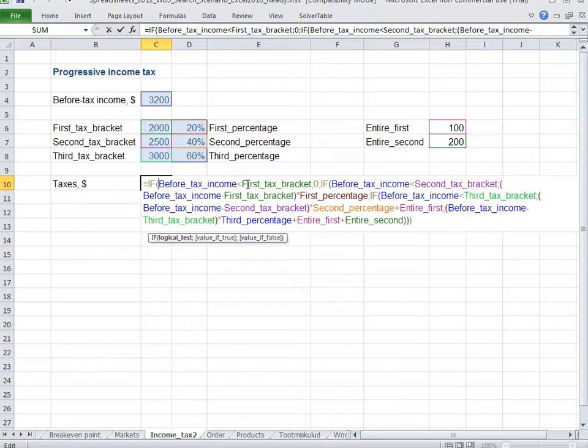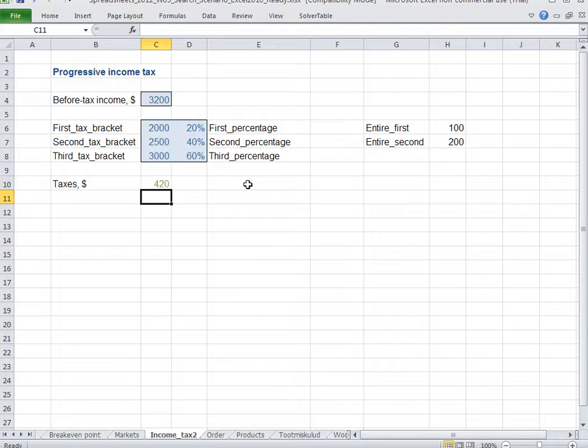Okay, but now what is of interest for us, let's calculate one new thing in here. What's of interest for us is something we could call effective tax rate. Let's write it. Equals 420, which is C10, divided by C4. This number, 420 divided by 3,200.